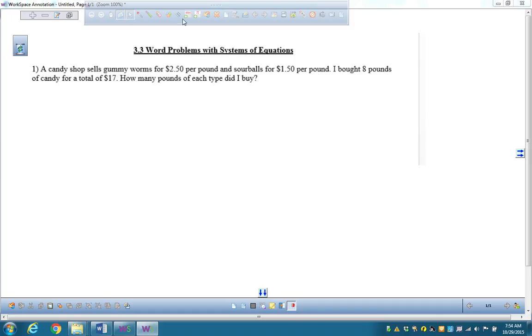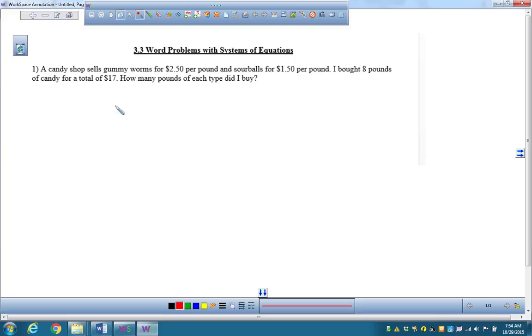Okay? So in this one, it says a candy shop sells gummy worms for $2.50 per pound and sour balls for $1.50 per pound. I bought 8 pounds of candy for a total cost of $17. How many pounds of each type of candy did I buy?